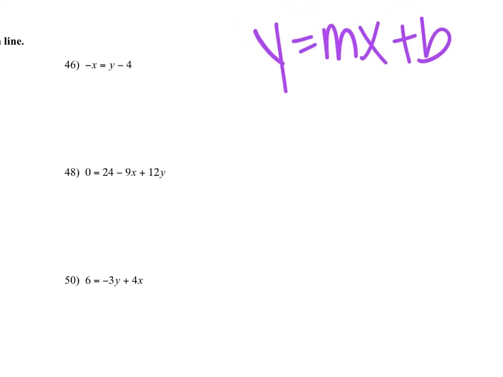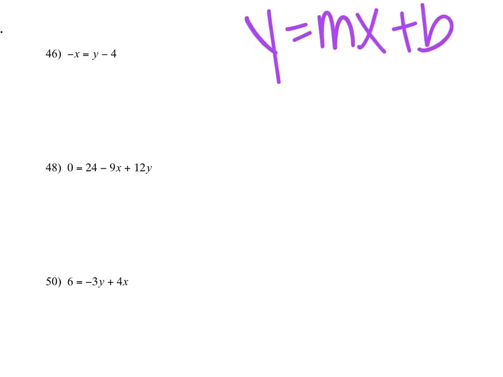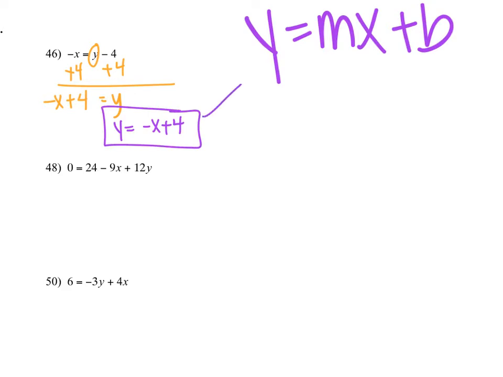So let's start off with 46. I'm going to start off with 46 by isolating my y. And so I'm going to add 4 to both sides. So I get y equals negative x plus 4. Now if I want to rearrange it, I can say y equals negative x plus 4. And now it looks like that problem. So now I can actually identify the slope. The slope is always right in front of the x. So in this case, my slope is negative 1. So m equals negative 1, and I'm done.